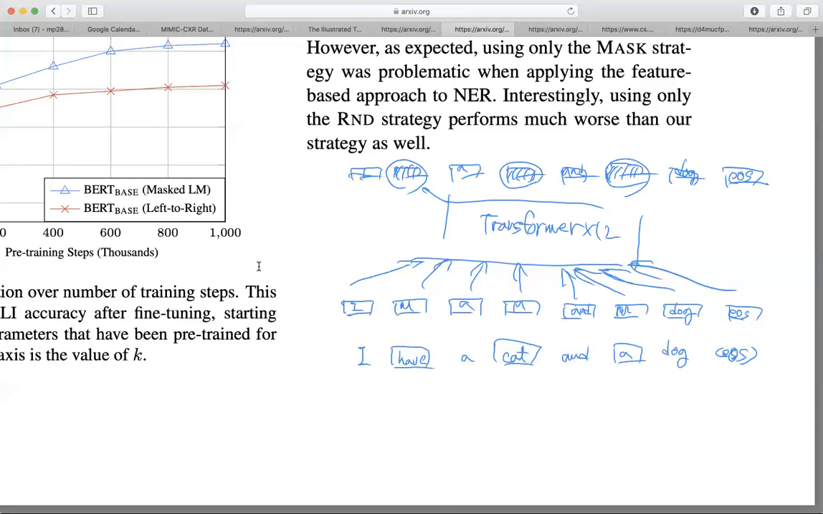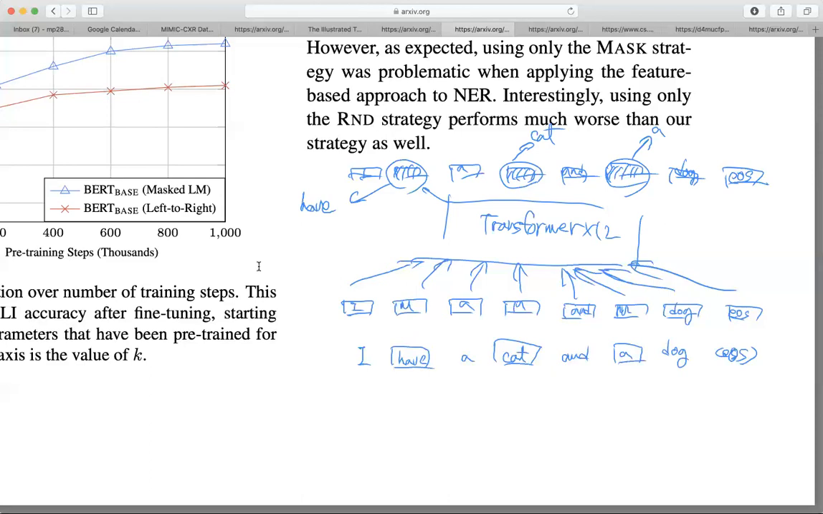So it will be interesting to force this to predict the identity of this masked output. It should of course be have. And what is the identity of this masked output? It should be cat. And this one should be A. That is basically the training objective of BERT.